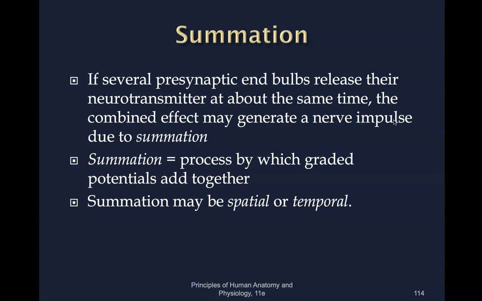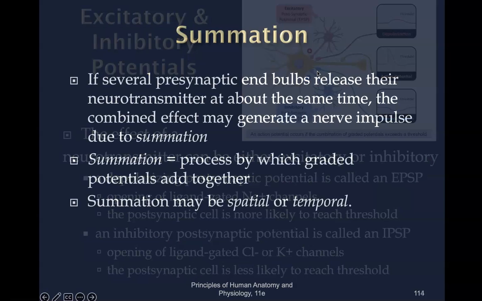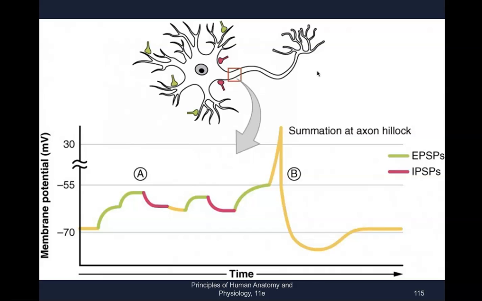Okay. And we already kind of talked about this. I'm going to go through this quickly, but summation is basically the addition of all of the graded potentials together. So all of your inhibitory and your excitatory potentials together. And when you add all these up together, is it enough to hit threshold or is it not? And so that's what summation is. Now, summation can be either spatial or temporal.